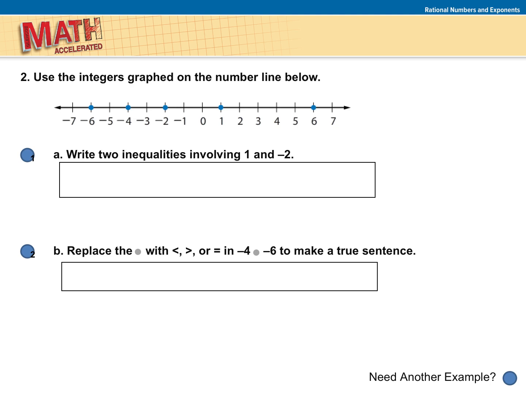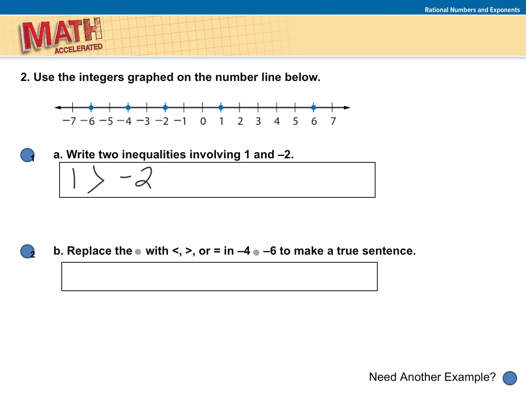Now we're bringing in number lines and inequalities. For A, we want to write 2 inequalities involving 1 and -2. So I'm going to write 1 and -2. Think in your head, which number is the bigger number? Hazel. It is 1. So the alligator should be eating 1. What does this read? 1 is greater than negative 2.